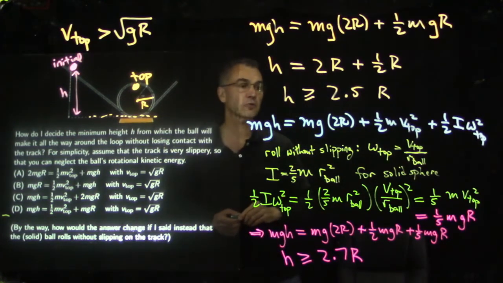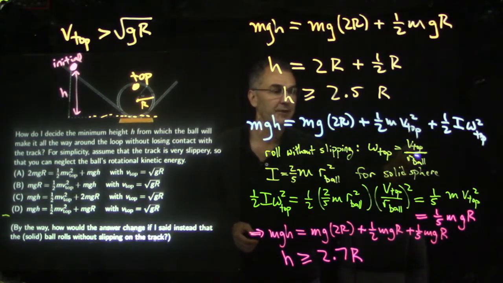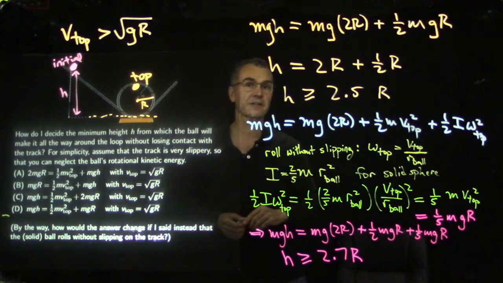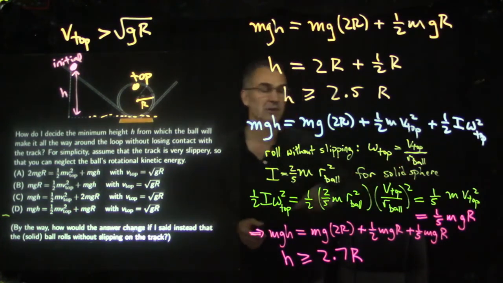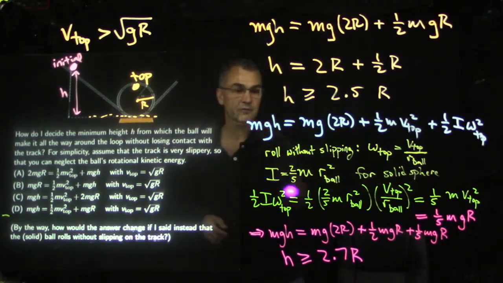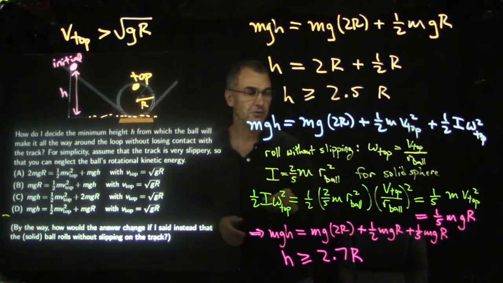If the ball is rolling without slipping, then omega top equals v top divided by this little r, we'll call that the radius of the ball. We actually aren't going to care what the radius of the ball is, it will cancel out, but we have this new variable, the radius of the ball itself. Now for a solid sphere, the rotational inertia is 2/5 times the mass of the ball times the radius of the ball squared. 2/5 m r ball squared for a solid sphere.